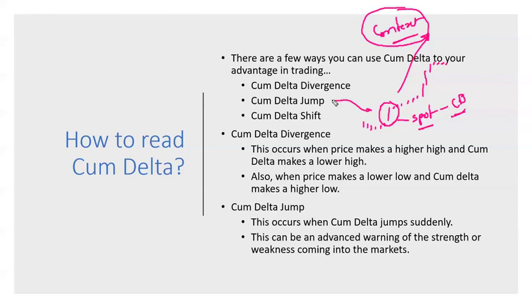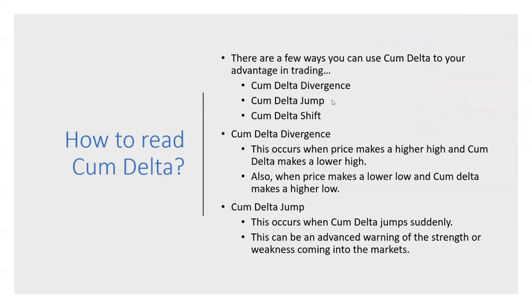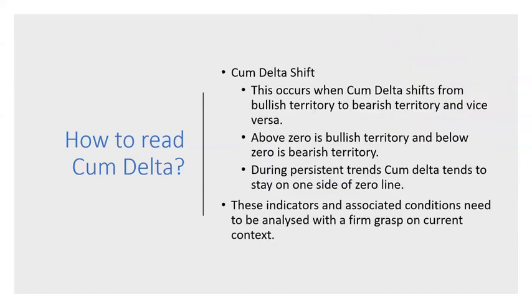And lastly, there is something called the cumulative delta shift. This occurs when the cumulative delta shifts from bullish territory to bearish territory or vice versa. Now, what does that mean?